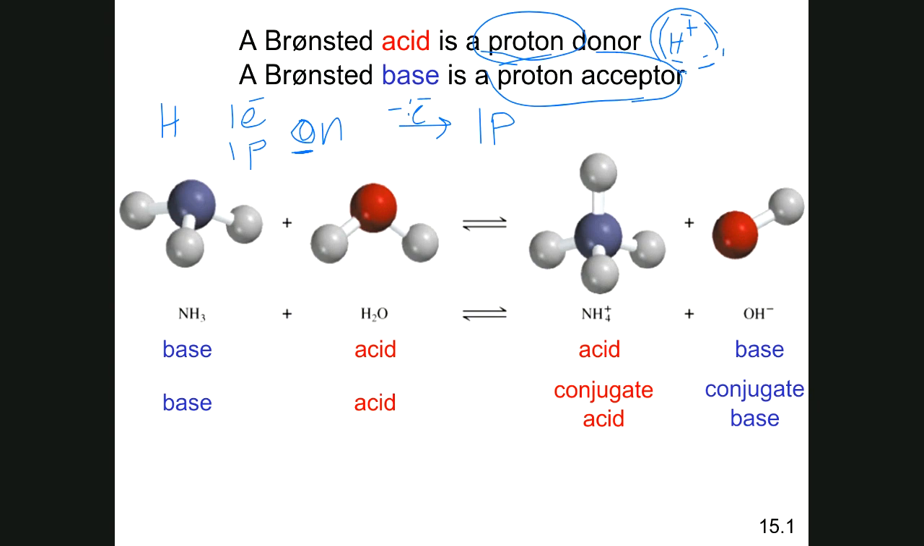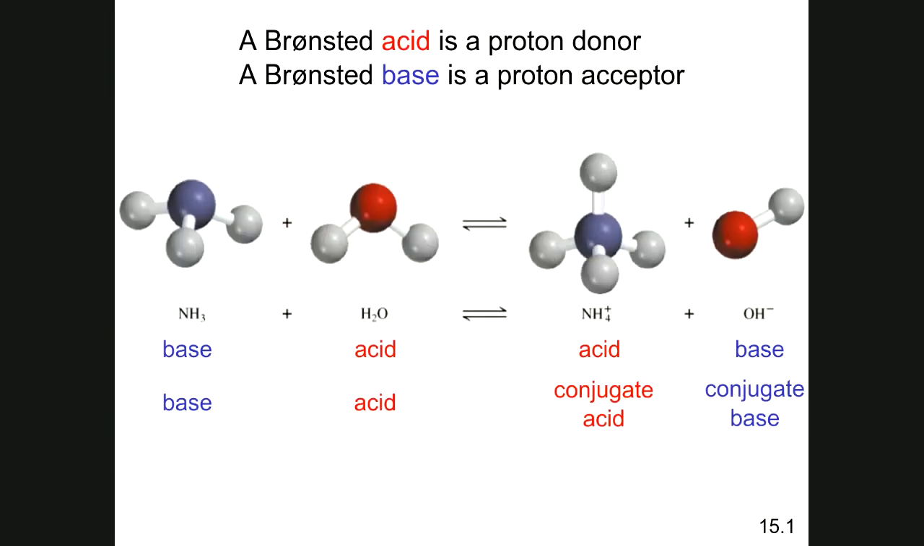So NH3 has a pair of unshared electrons. It can accept H+ or accept a proton, and because it can accept a proton, it will change to NH4+ and is going to be classified as a base. H2O, with respect to NH3, or when it's facing NH3, is going to lose H+. So it is a proton donor. That's why it's classified as an acid.